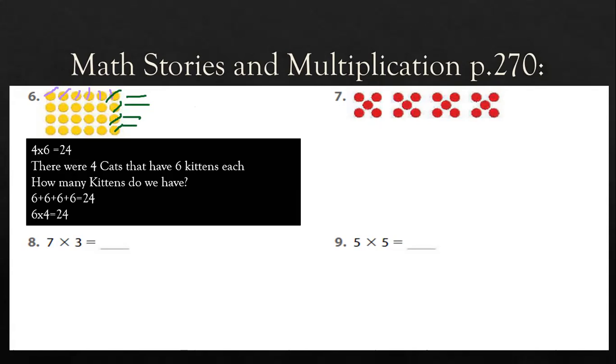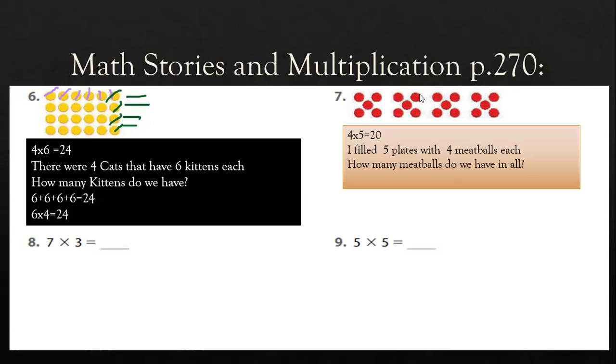There were 4 cats that have 6 kittens each. How many kittens do we have? 6 plus 6 plus 6 plus 6 equals 24. So 6 multiply 4 equals 24. Okay. And number 7, I counted this, which are 20 buttons. I filled 5 plates with 4 meatballs each. How many meatballs do we have in all? So we can add 5 four times, or 4 five times, which will give us 20.